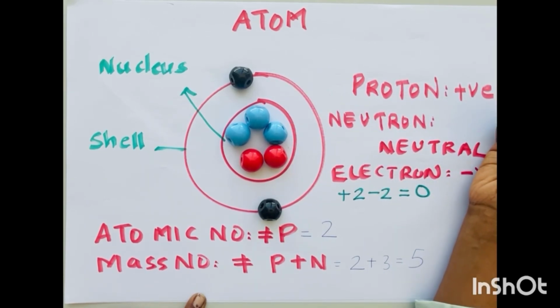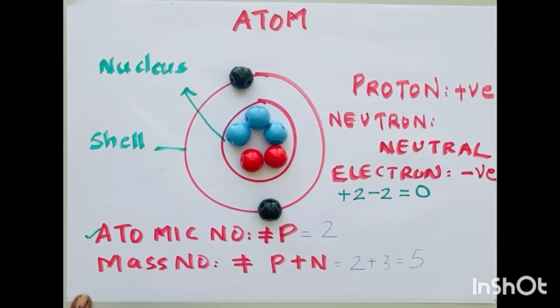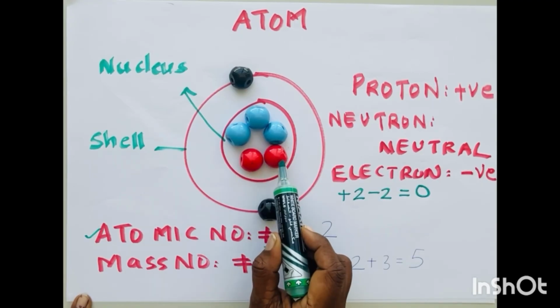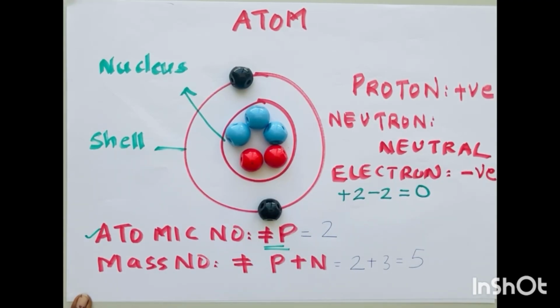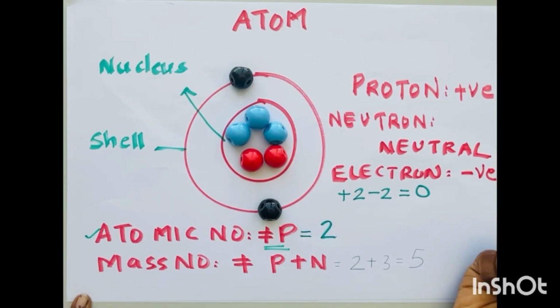Now, let us check what the atomic number is. The definition of atomic number is: the number of protons in an atom is called the atomic number. Now, look at here, the number of protons in this atom is 2. So, the atomic number of this atom is 2.